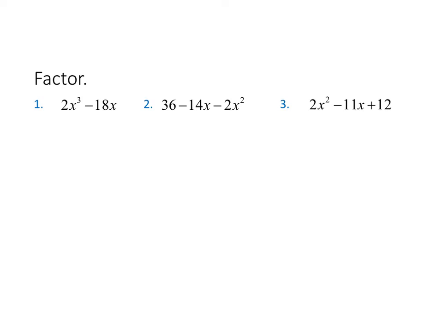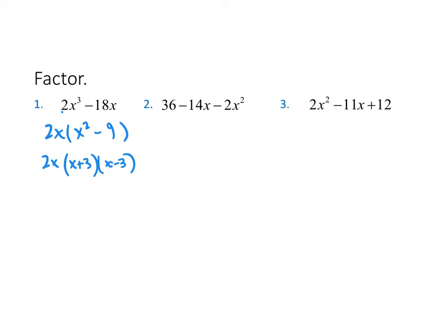This first one has some common factors, so let's take out a 2x. And looks like we have x squared minus 9. Oh, that's a difference of two squares. We recognize that as x plus 3, x minus 3.